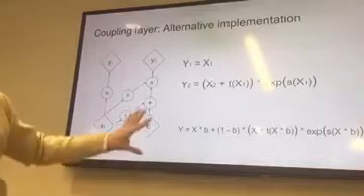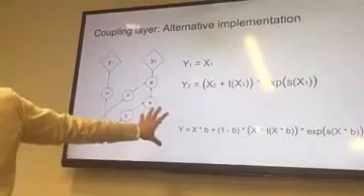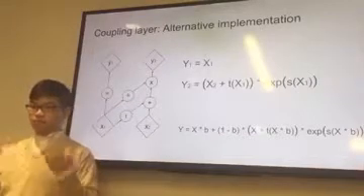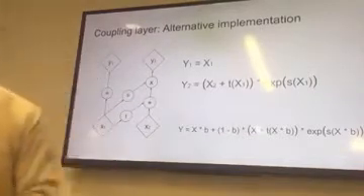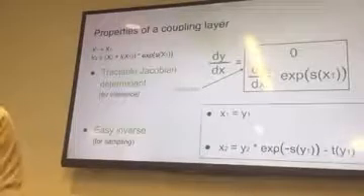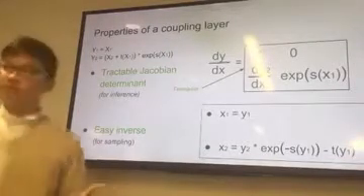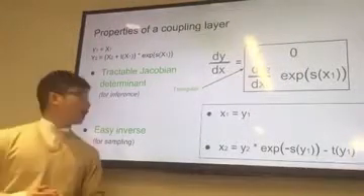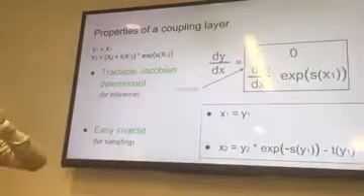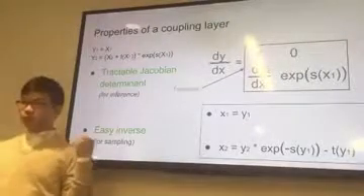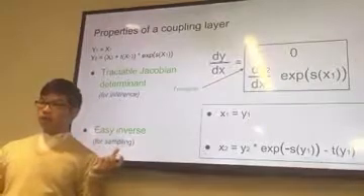Okay, so this can also be defined through a binary mask. A partition into two subsets can be defined with a binary mask. But yeah, the most interesting part of this coupling layer is its properties. The first interesting thing is that the Jacobian determinant of a coupling layer is tractable.